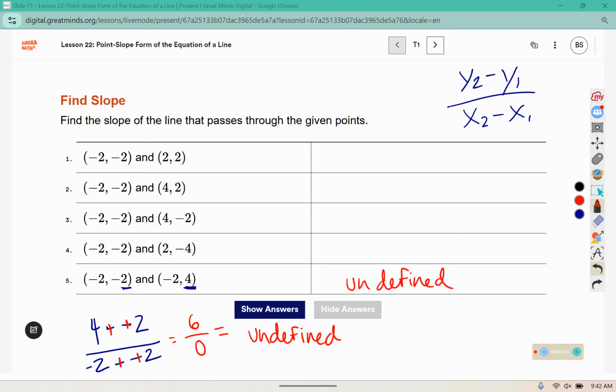If the 0 was on the top, then it would just have a slope of 0. If it came out to numbers, you could simplify the fraction and write it as a regular slope.